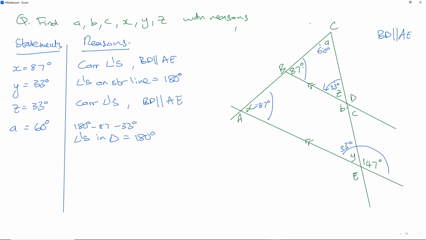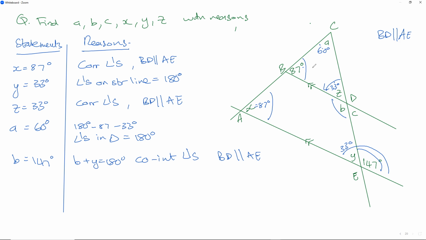So the next part here, I can say B is equal to 147 because of alternate angles. I could have also said B plus Y equals 180 and co-interior angles. Maybe I'll do that. Let's say B is equal to 147 degrees because B plus Y equals 180 degrees, co-interior angles, parallel lines, BD parallel to AE. I could have also said B is alternate to 147. I could have also said B plus Z equals 180 degrees because of angles on a straight line.